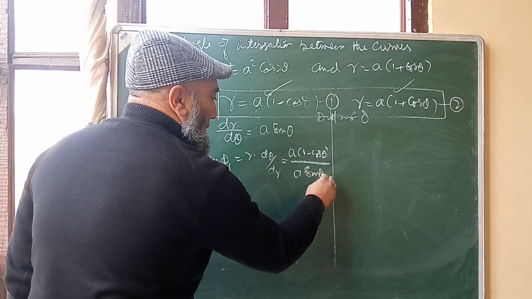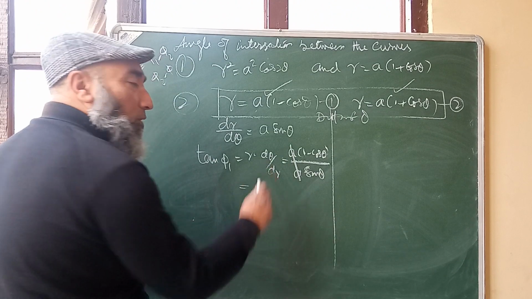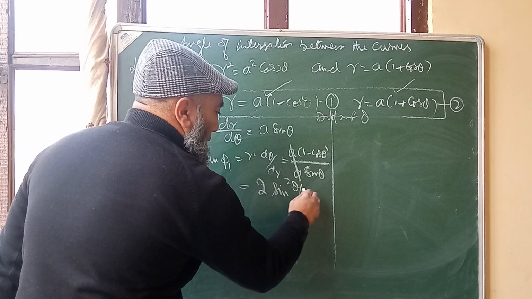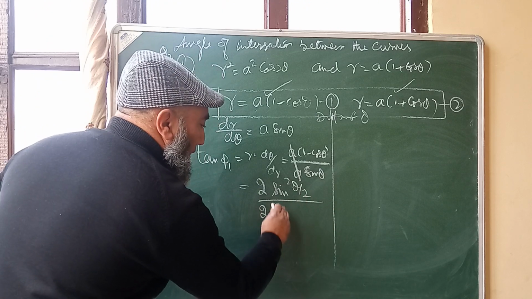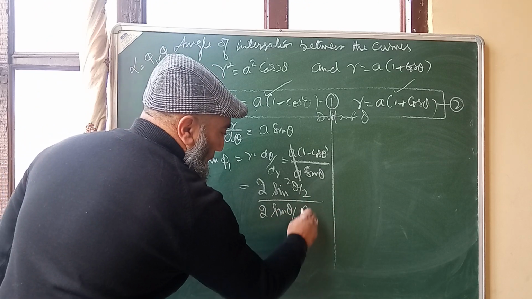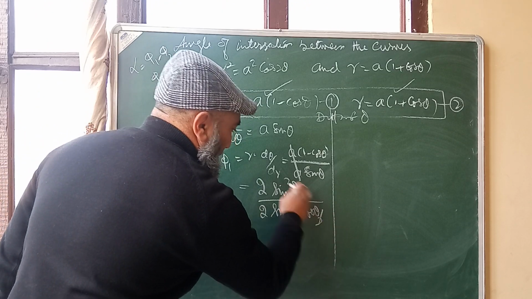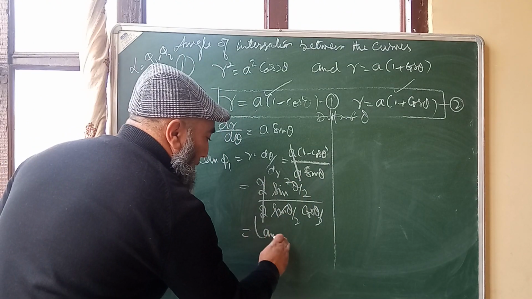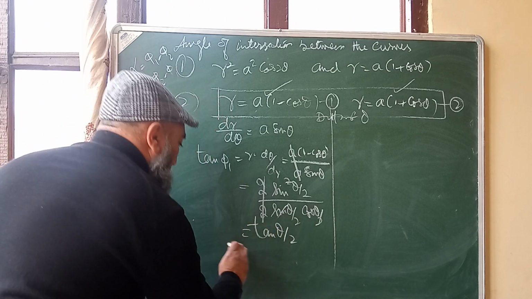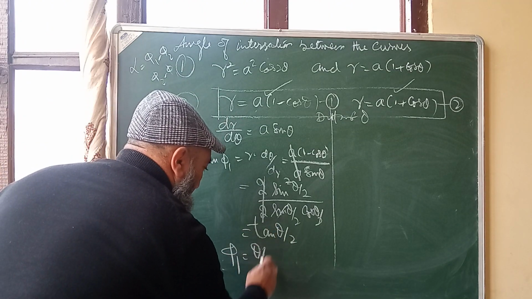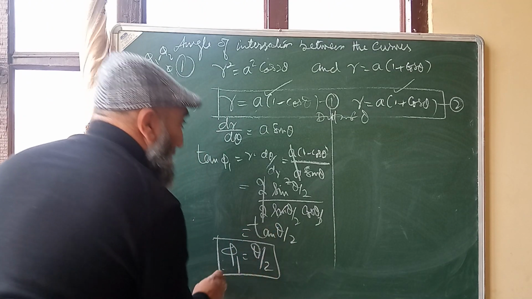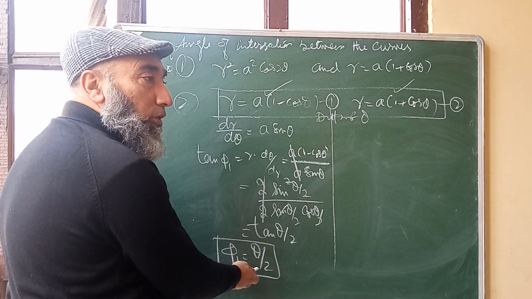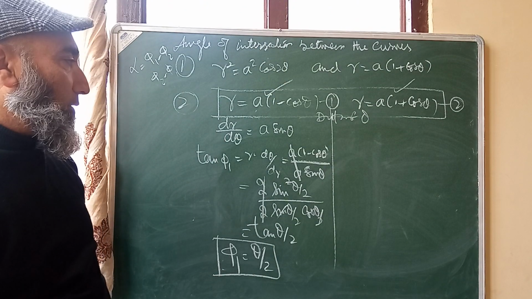These chalks are not good. Now 1 minus cos theta is twice sine square theta by 2, and sine theta is twice sine theta by 2 cos theta by 2. So this is tan theta by 2. So what is phi 1? It is theta by 2. You know what theta is. Theta is pi by 2. You can either substitute it here or you can substitute it later.